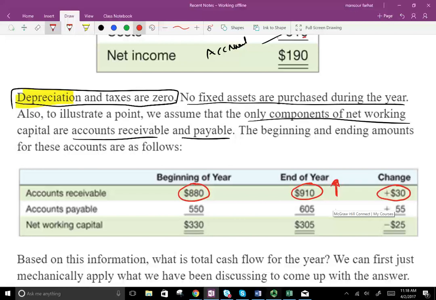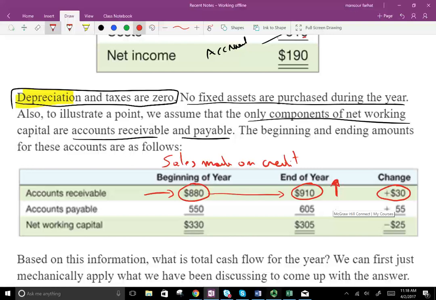Why did it go up $30? Because when I started the year, I had $880 in accounts receivable. Now I have 910. Now, what is accounts receivable? We need to know what accounts receivable is. Accounts receivable is sales made on credit. It's a promise from customers. We had $880 in promises and now they're 910.